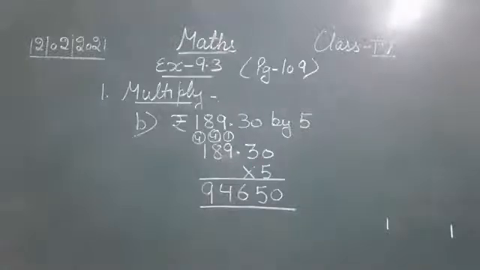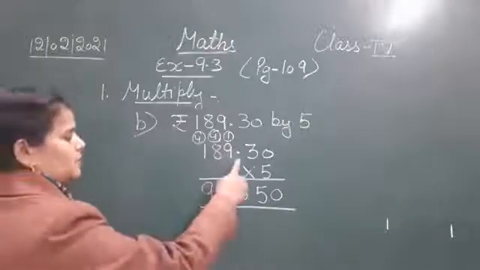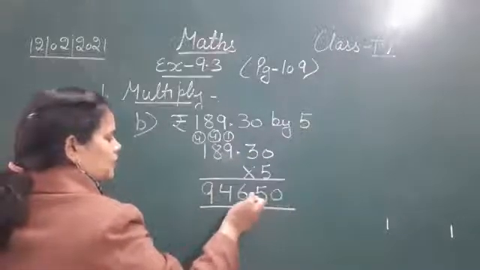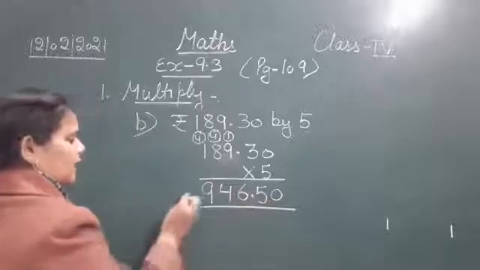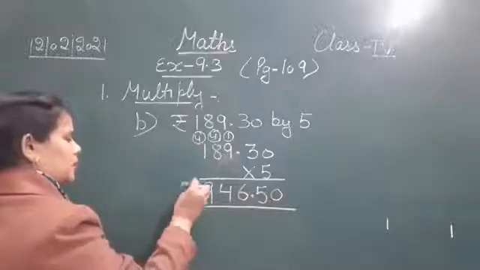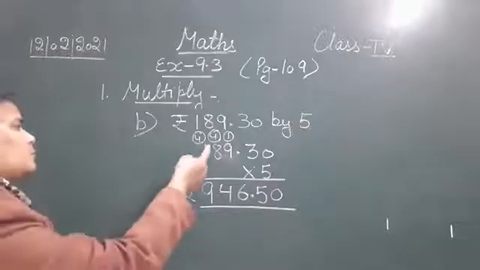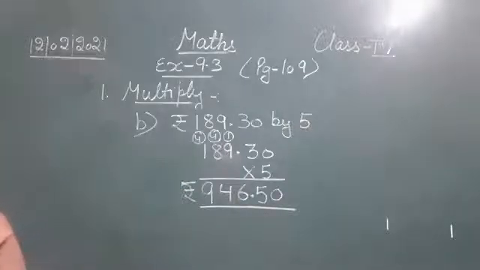But still we need to put the decimal as well as the rupee sign. As we can see, after the decimal we have 2 digits. So by leaving the 2 digits at the end, we will put a decimal here, and in the front we will put the rupee sign, as the question is related to the rupee. So that is 946 rupees and 50 paise. After multiplying 189 rupees 30 paise with 5, we got the answer 946 rupees and 50 paise.